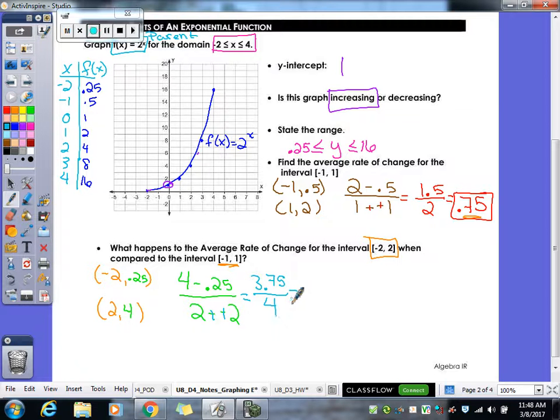Athena? 0.9375. You want us to round that? No, we'll leave it as that.